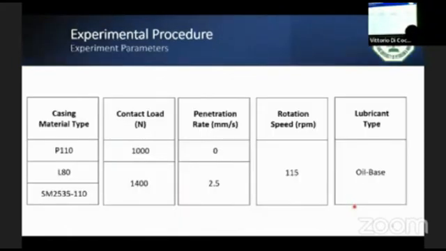For our experiment parameters, we have three types of casing material: P110, L80, and SM2535. For the contact load, we used two loads, 1000 Newton and 1400 Newton. We used a penetration rate of 0 and 2.5 millimeters per second, a rotation speed of 115 RPM, and an oil-based lubricant.